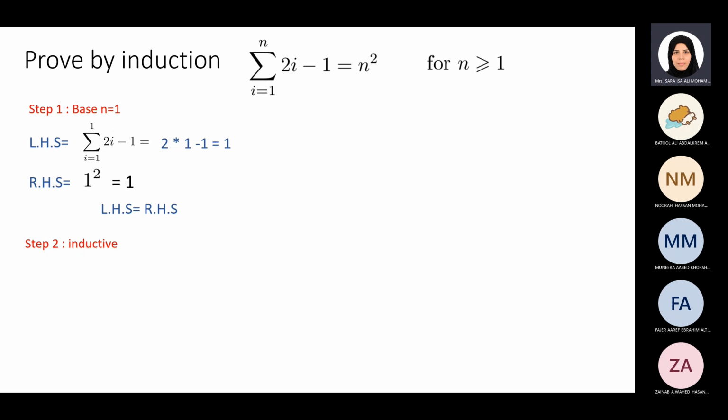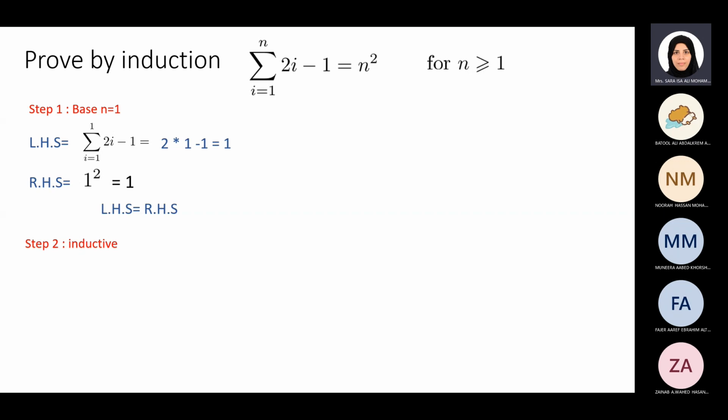This is how we check the base step if we have summation. We have to find the left hand side, the right hand side, and then compare between them. If we get the same value, whatever the value is, it's true for the base case. We finish the base. Now we are ready for the inductive step.